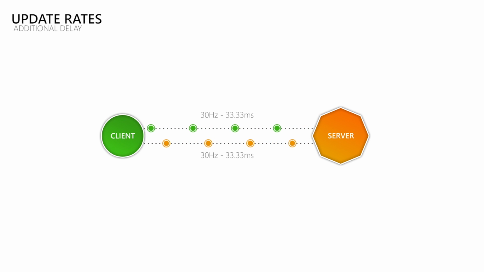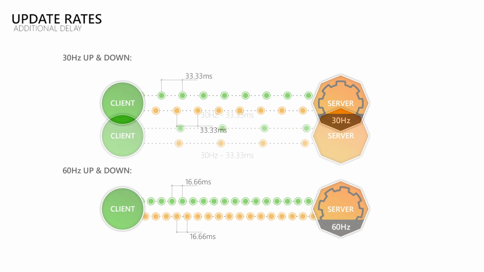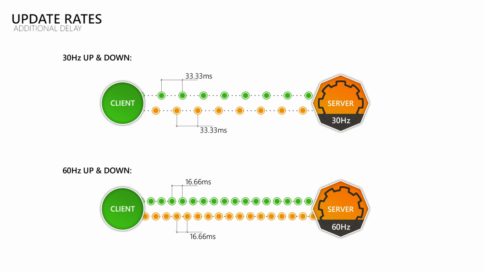What adds an additional delay on top of the travel time of our data is how frequently we send and receive it. So when we send and receive 30 updates per second, then there is more time between the updates than when we send and receive 60 updates per second. So by sending and receiving more updates per second, you can decrease the additional delay that is added on top of the travel time of your data. But where is that data coming from?